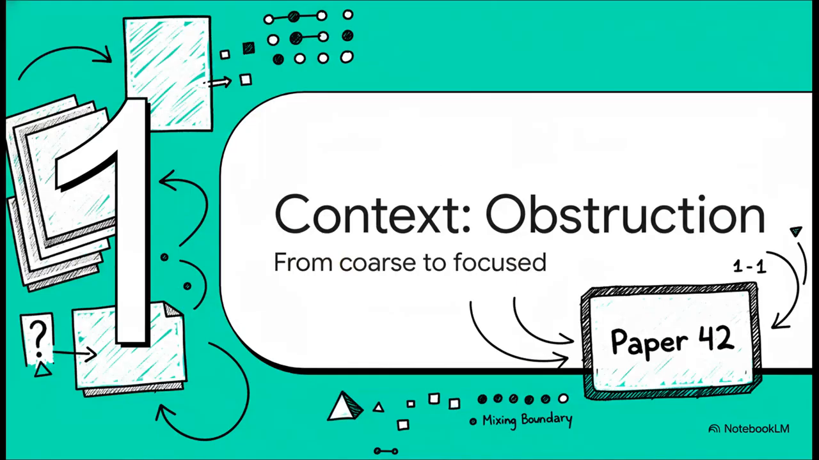Okay, so before we can really appreciate paper 42, we have to understand its place in the larger series of papers. This isn't happening in a vacuum. It's a direct follow-up designed to answer some very specific questions that came out of the previous work.